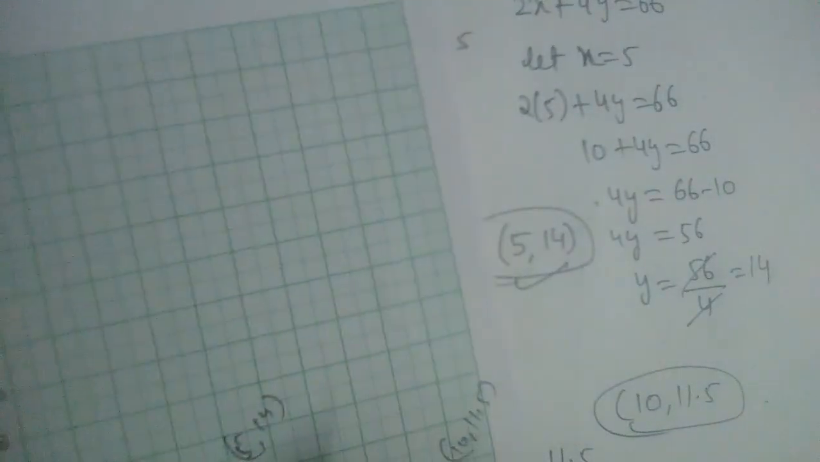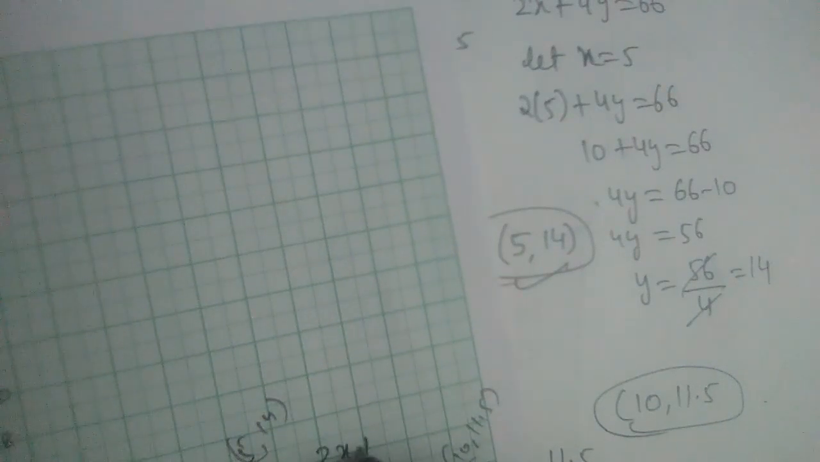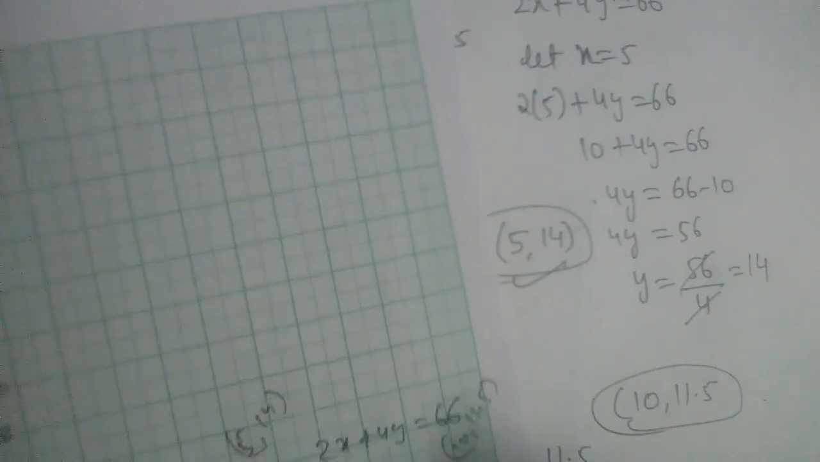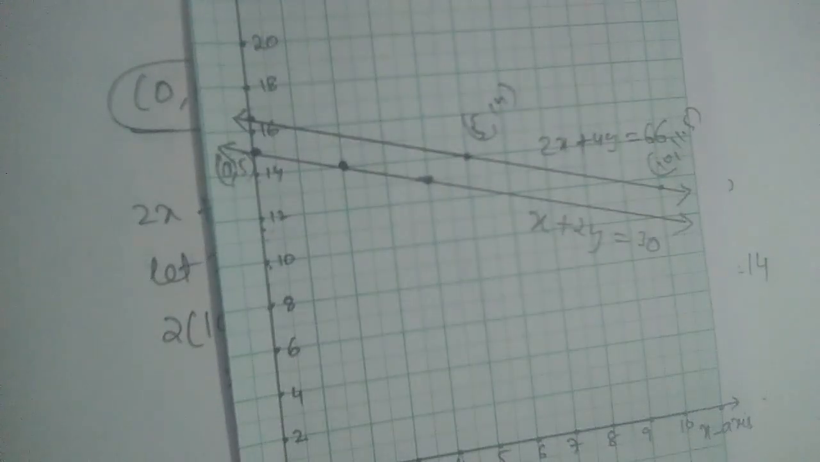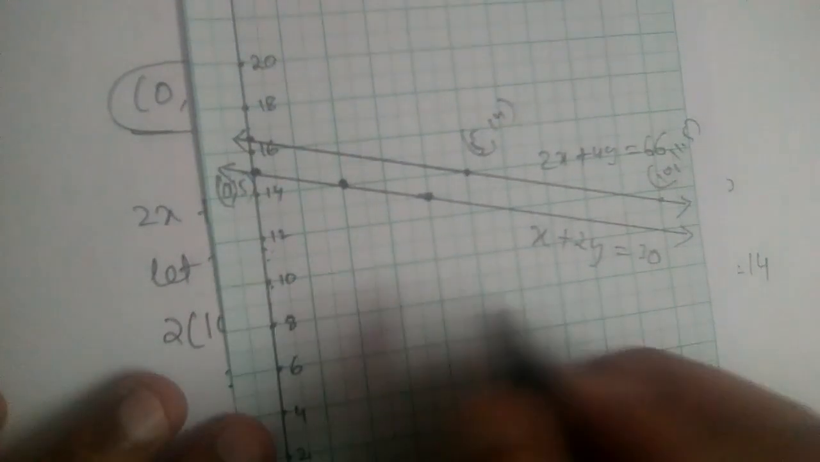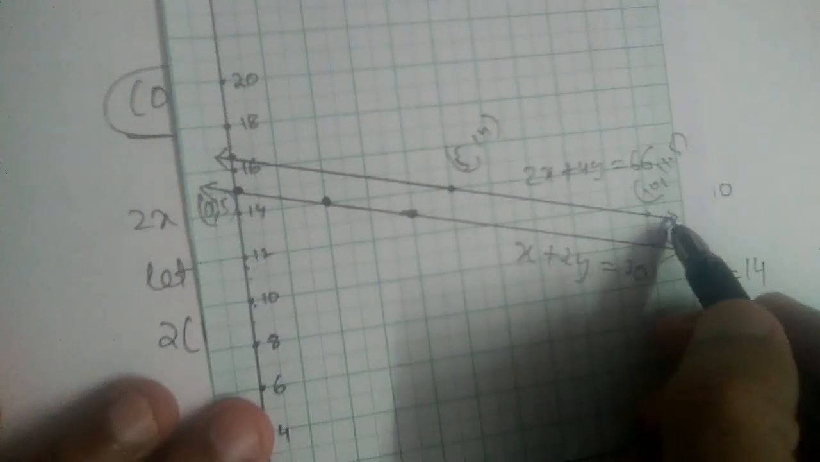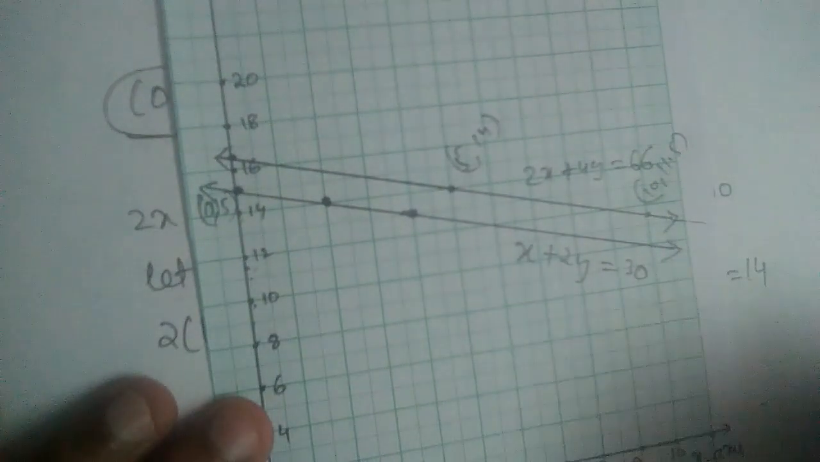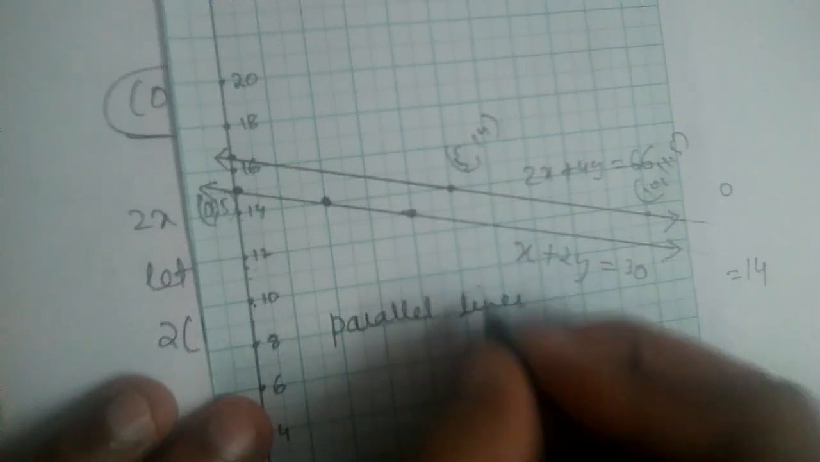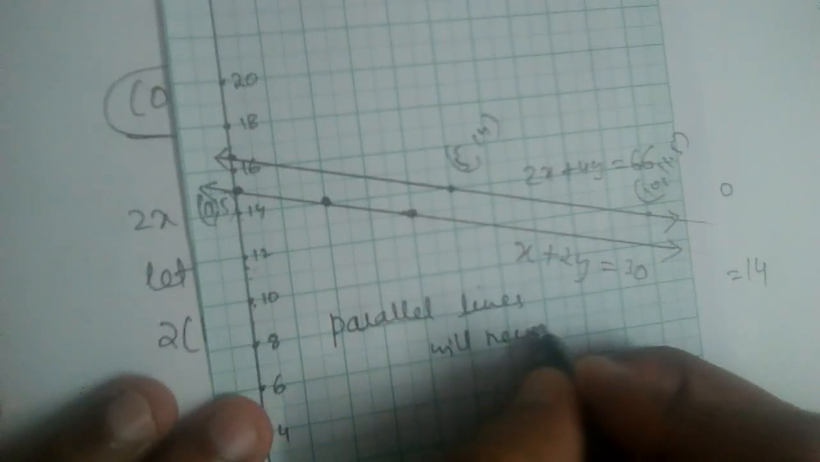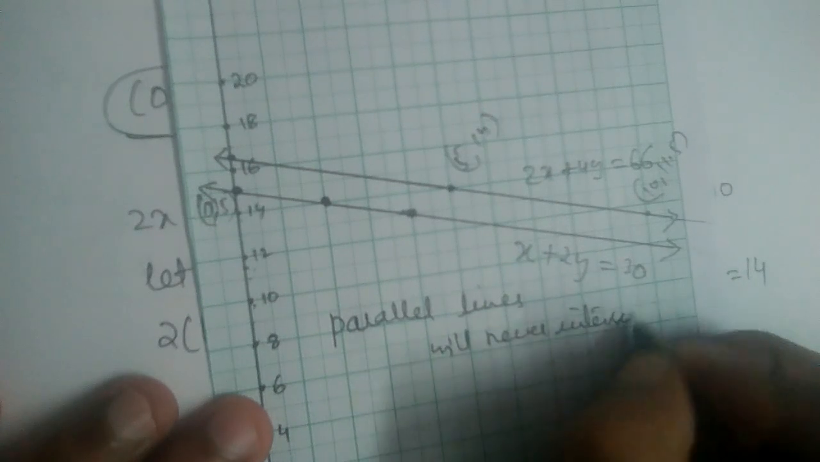What is the equation of this line? It is 2x plus 4y is equal to 66. See, what did we get? We got 2 parallel lines. All right, so do you think parallel lines will intersect? No, they will not intersect. This will go like this and this will go like this, right? They will never intersect. So parallel lines will never intersect, right?